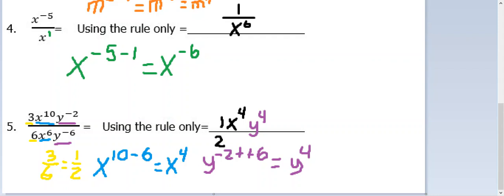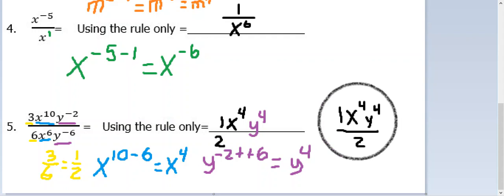So I can make that look a little cleaner. Let me rewrite it. So on my numerator, I would have 1 times x to the 4th times y to the 4th over 2. That would be my final answer. I could also rewrite it without this 1 here, because anything times 1 is itself, so that 1 technically doesn't have to be there, but I'll leave it in there for now so you guys can get it down in your notes.